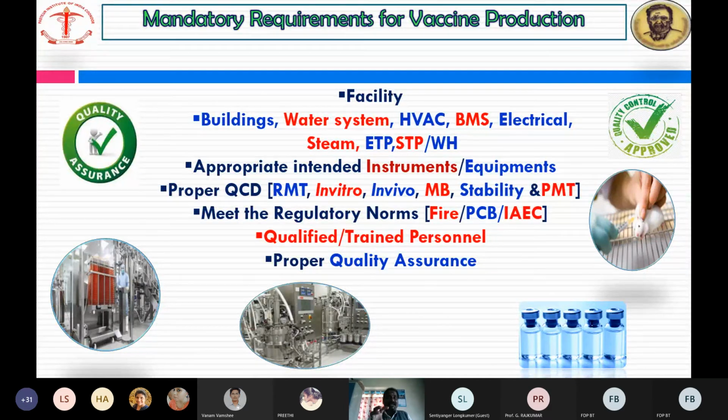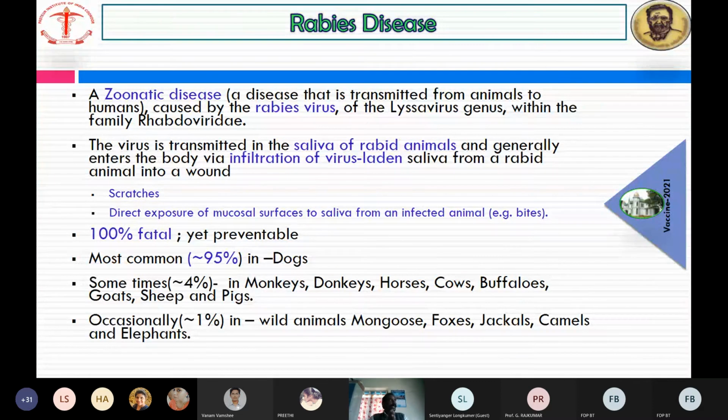These are some mandatory requirements toward the vaccine manufacturing. Okay, so are you clear now? I'm going to explain how the vaccine was produced in our Pasteur Institute, and what kind of mandatory things we followed. Before that, I'm going to explain about rabies vaccine production.